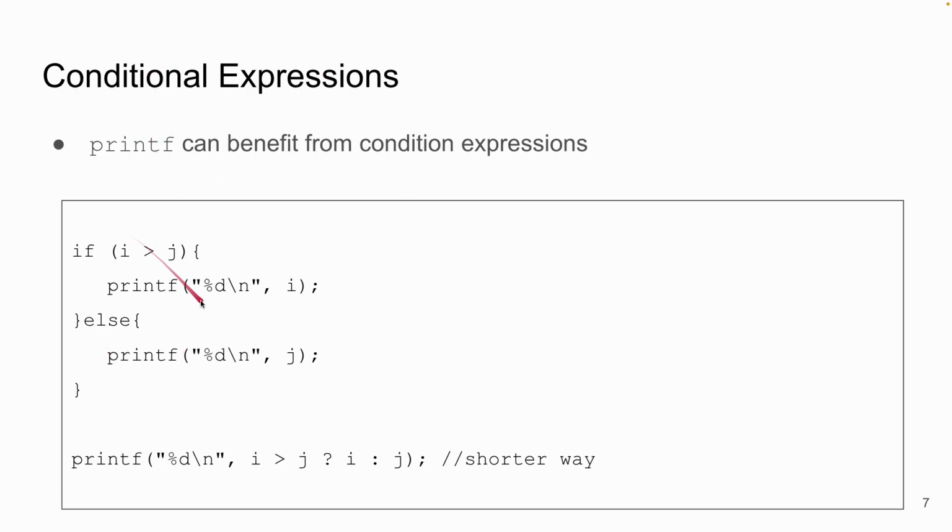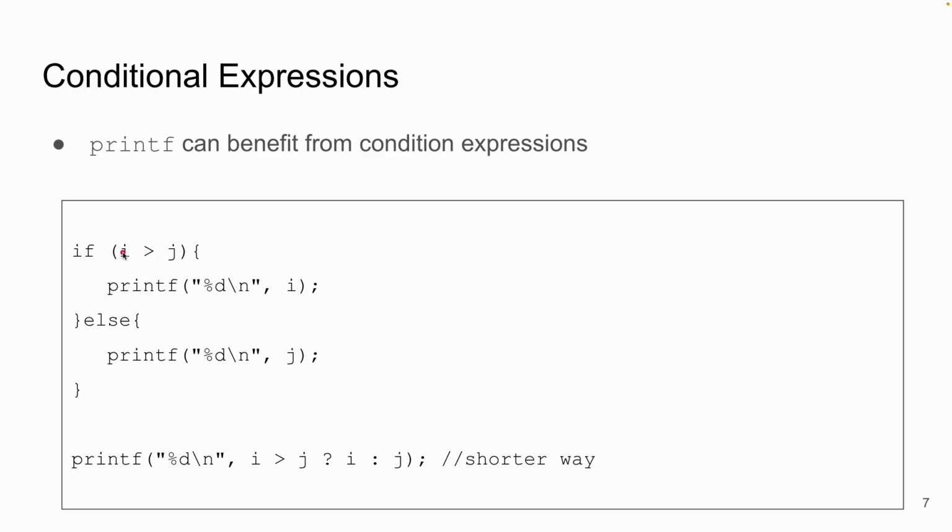We have some code here, and in the first part we use an if-else to achieve the same thing as this printf. For the most part, printf can benefit from this conditional expression because you only need to write one line and you can do the same thing as this chunk of code. Let's check out the if-else first to understand what we want to do here. In this fragment of code, we compare i and j, right? We want to know whether i is larger than j.